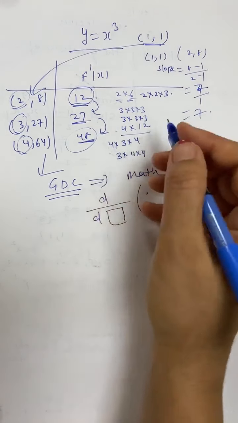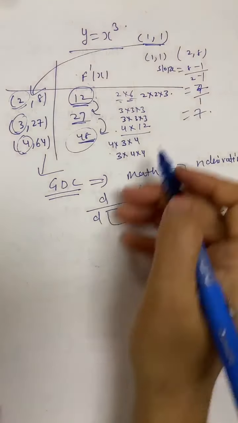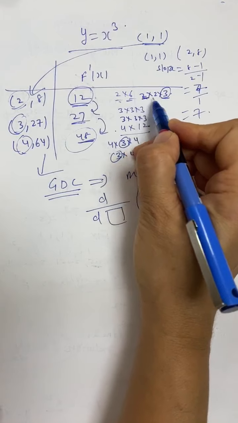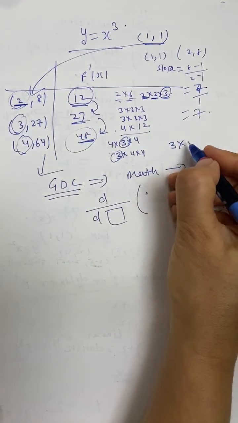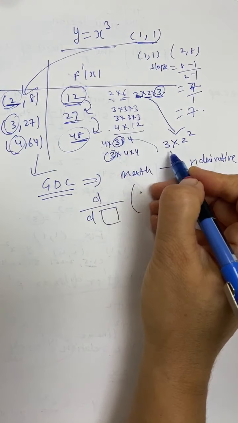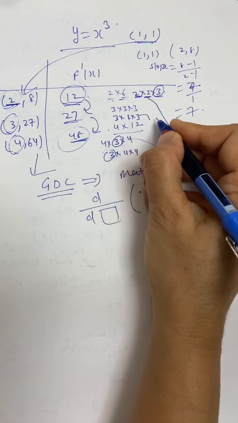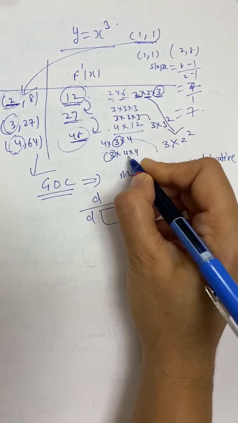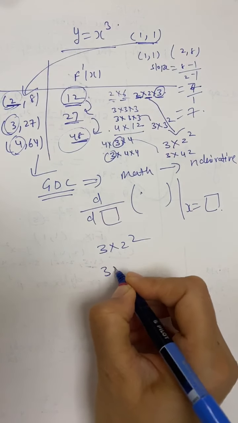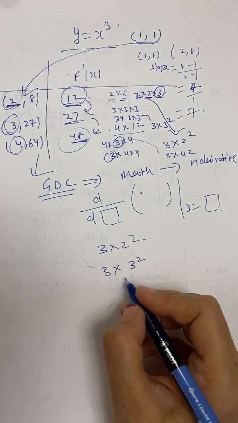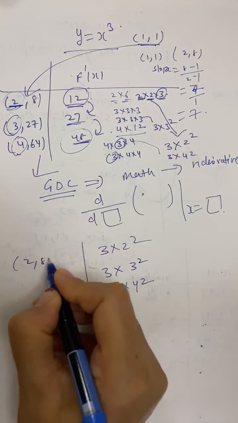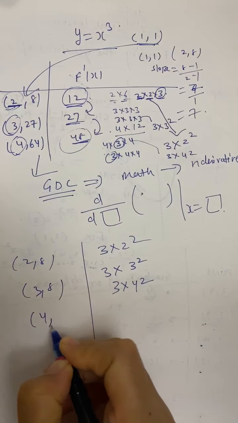So now we need to look at if there's a pattern. I can see this is 3, this is 3, this is 3. So this is 3 times, and now you can look at 2 times 2, which means it's 2 squared here. The first one is 3 times 2 squared. The second one can be written as 3 times 3 squared, and the last one is 3 times 4 squared. So we got 3 times 2 squared, 3 times 3 squared, and 3 times 4 squared.